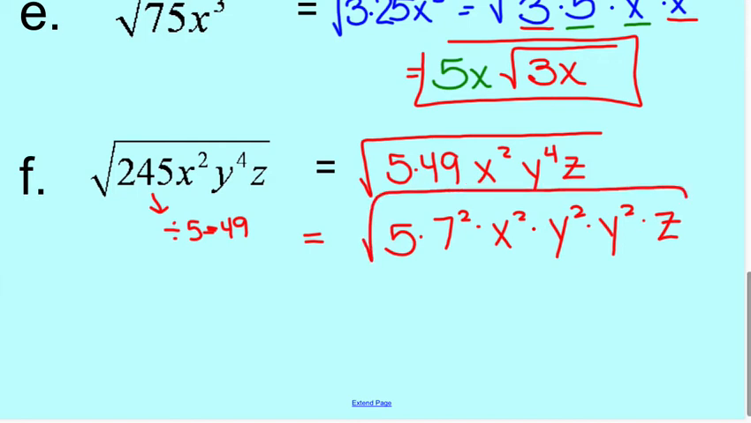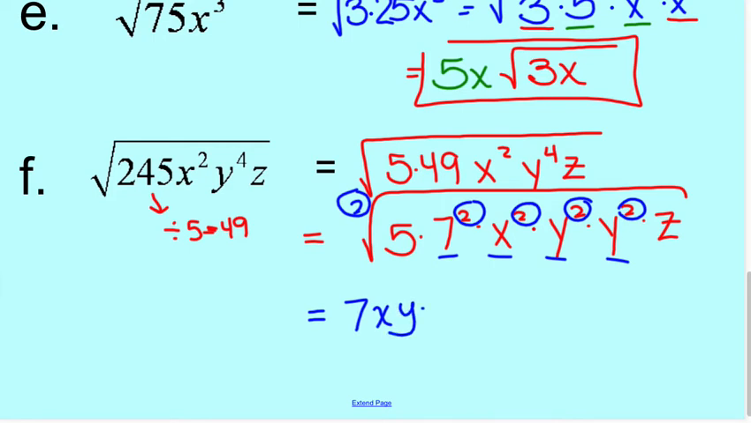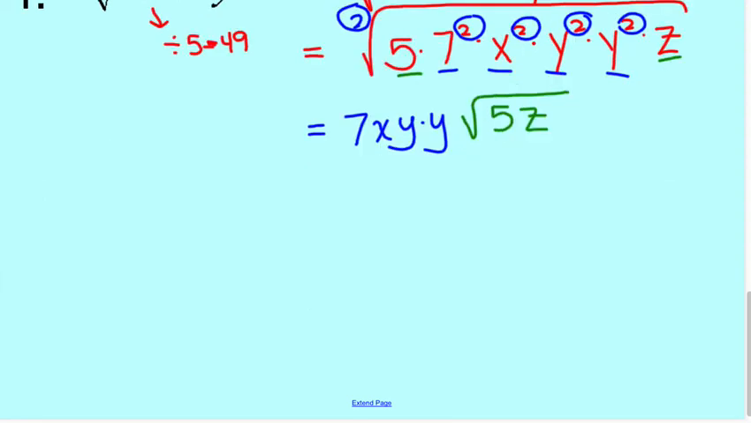All right, remember my index, anything with a square root is index of 2. So where is my 2's? Right here, right here, right there, right there. So those 4 things are going to come out in front of the radical. The square root of 7 squared is 7. The square root of x squared is x. The square root of y squared is y. The square root of y squared is y. And now my leftovers are my 5 and my z, so they will stay underneath. Now let's just clean up that y times y, and we get y squared, and then times 5, square root of 5z.